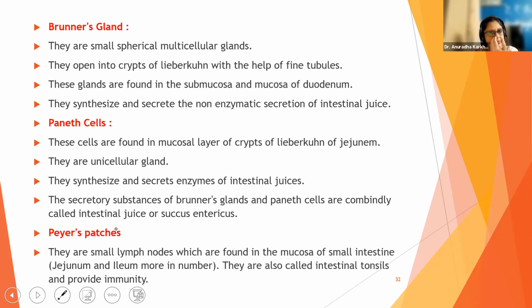Now, who is secreting this non-enzymatic secretion? The Brunner's glands are secreting. Where are they present? They are present in the submucosa and the mucosa of the duodenum. No confusion, right? Do you understand? So we saw the serosa, muscularis, submucosa, mucosa. Now inside the submucosa and mucosa there are going to be glands called Brunner's gland in the duodenum part. Okay, got it?